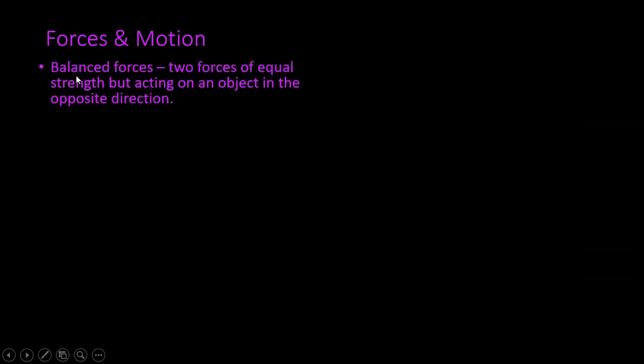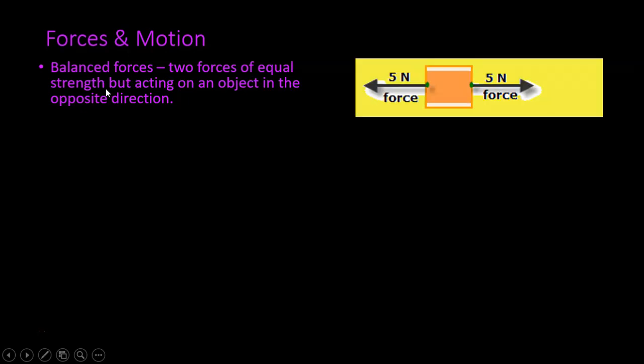Okay, now that we know the different types of forces, let's talk about how forces affect motion. And there's two general classifications of forces. We have balanced forces, and these are two forces of equal strength but acting in the opposite direction. So notice on this box, we have a 5 Newton force. Newtons is just the way that we measure the strength of the force. We have a 5 Newton force pulling to the right, and we have a 5 Newton force pulling to the left. In this case, the forces are balanced. They're equal to each other and opposite in direction.